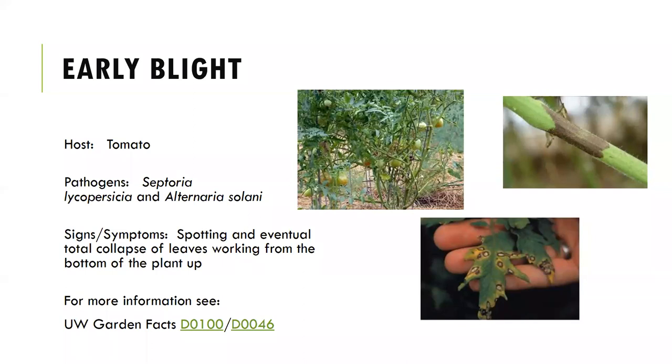Symptoms of early blight first appear at the base of affected plants. You'll see they're roughly circular brown spots that appear on leaves and stems. You can see examples of that in the photos on the slide.